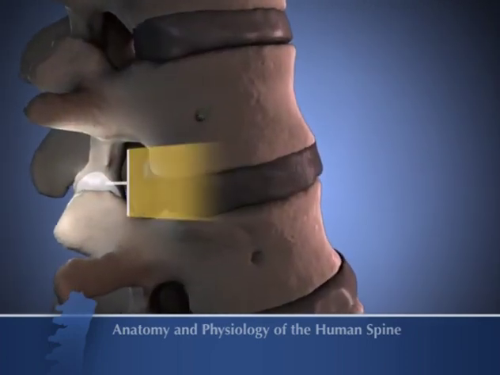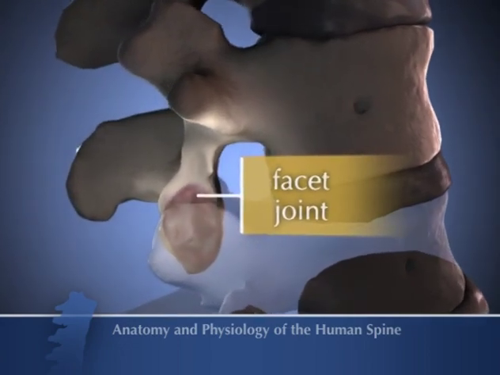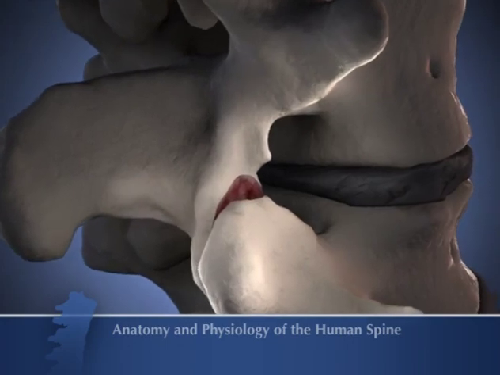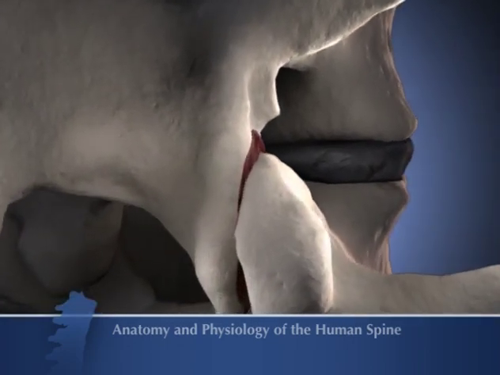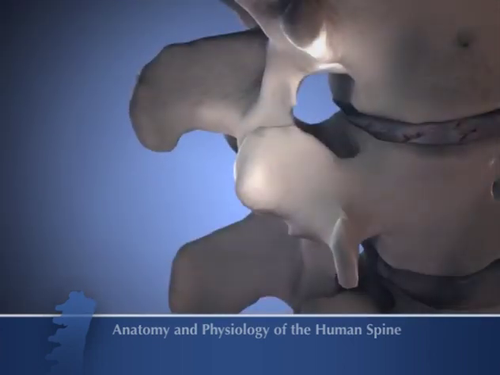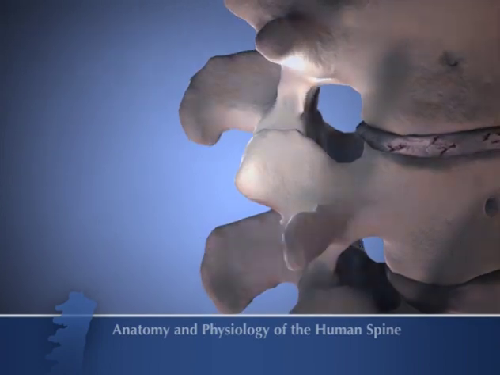In turn, the facet joints that connect the vertebrae and allow for easy movement are compressed. Pressure builds on the cartilage that covers and protects the bones from rubbing directly against each other, which can damage the joints. These changes may result in looser, less stable movement, which further increases the process of degeneration.